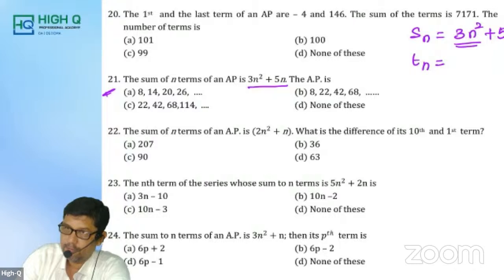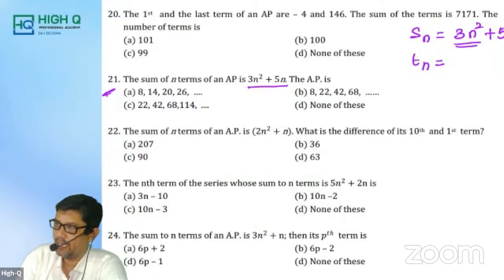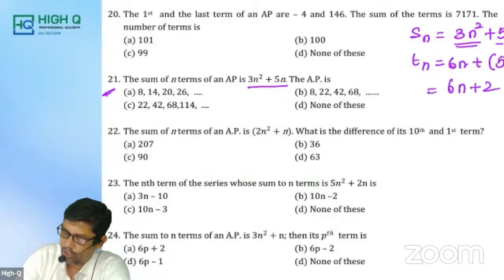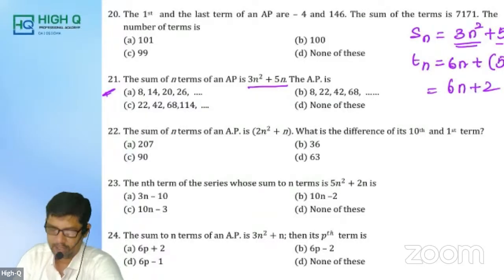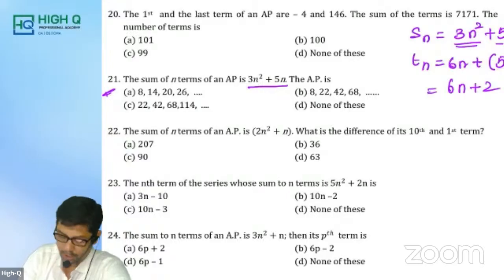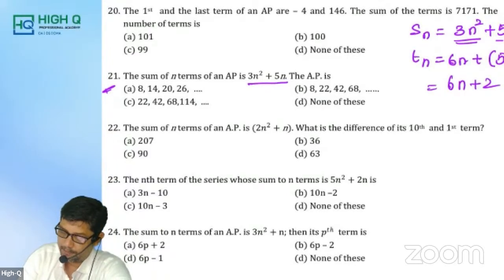First term, you need to differentiate. So the derivative of 3n square is 6n plus, open the brackets, the coefficient of n minus the coefficient of n square, which is equal to 6n plus 2. Am I right? Now this is our Tn. Now you can easily find that AP. Put n equal to 1. 6 ones are 6, 6 plus 2 is 8.